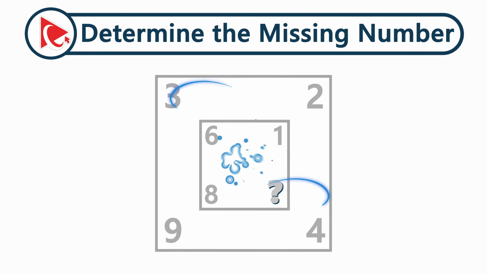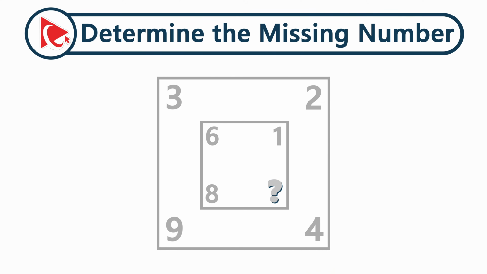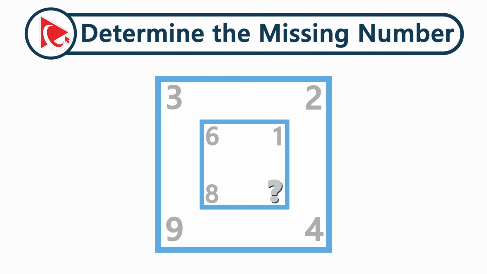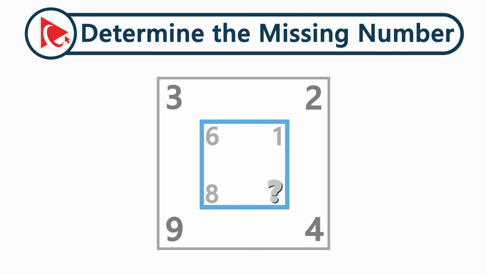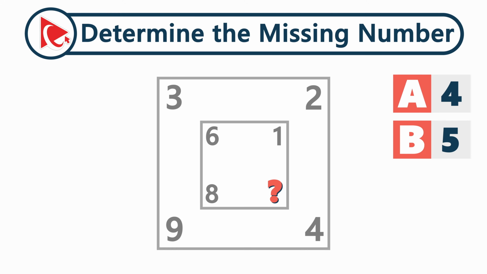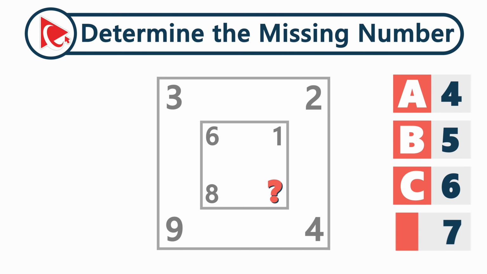In this question, we'll work with magic square. In fact, with two magic squares. Both squares have numbers inside, and smaller square is inside of the larger one. Large square numbers are 2, 4, 9, and 3, and smaller square has numbers 8, 6, 1, and then comes the missing number, which you need to calculate and select your answer out of 4 possible choices. Choice A, 4, choice B, 5, choice C, 6, and choice D, 7.